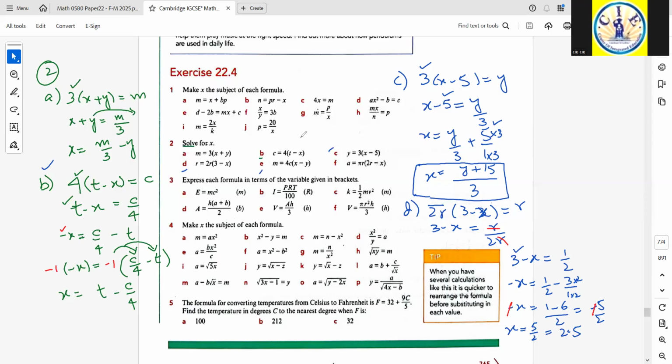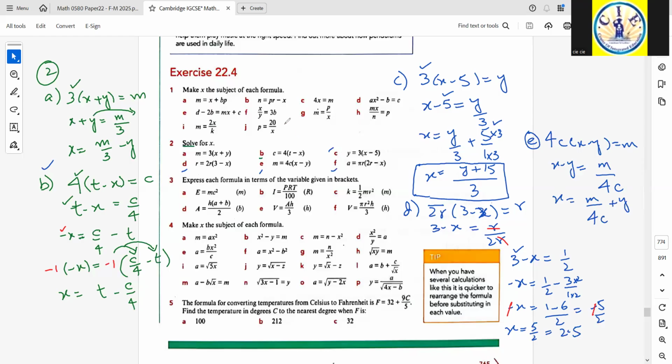In part E, 4c times x minus y is equal to m. Then x minus y is equal to m divided by 4c, and then x is equal to m divided by 4c plus y. That is its answer.